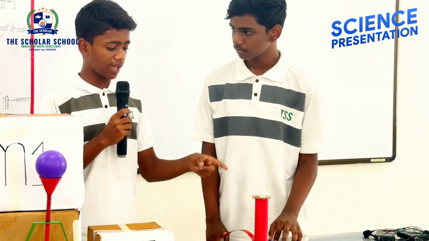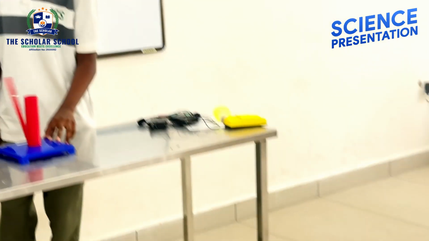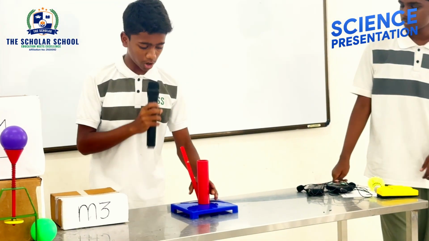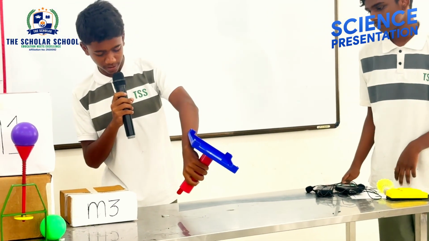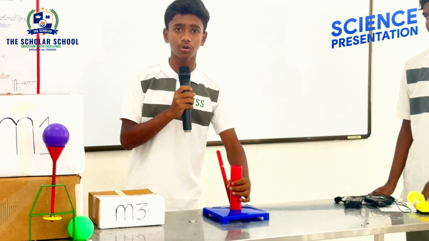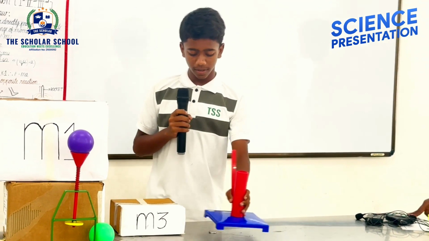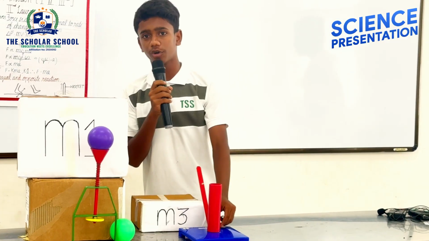The wooden plate is hit with high velocity. The wooden plate has been hit and it falls down, but the coin inside it has fallen down. This is due to inertia of rest. Next, I am going to explain about inertia of motion.